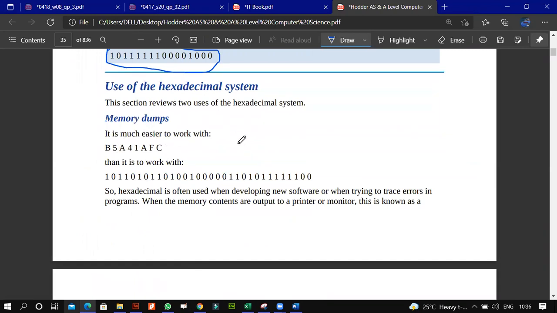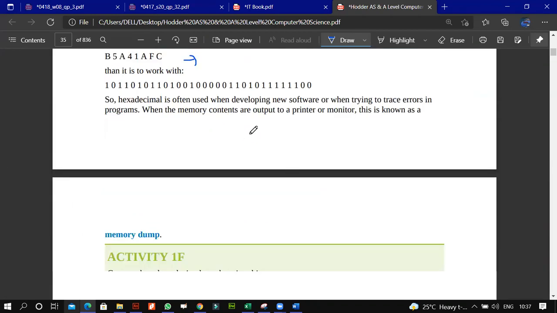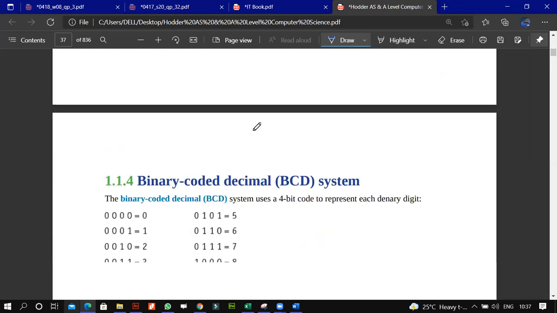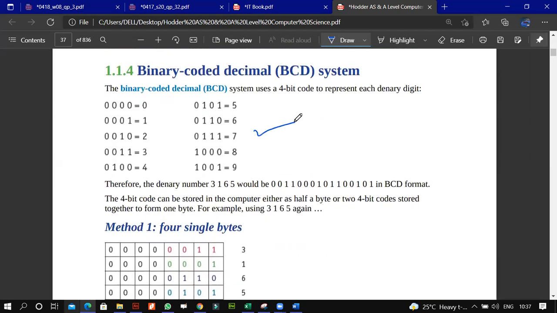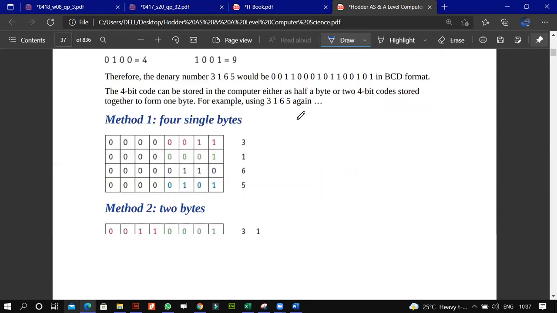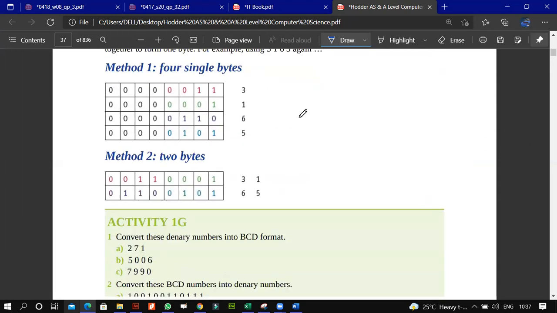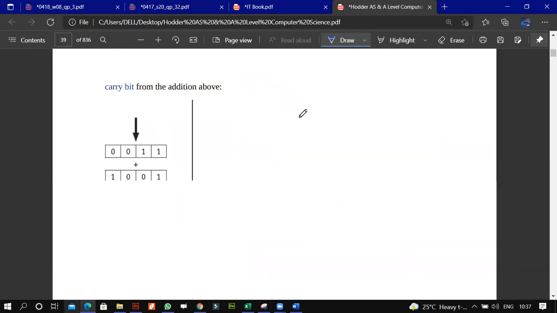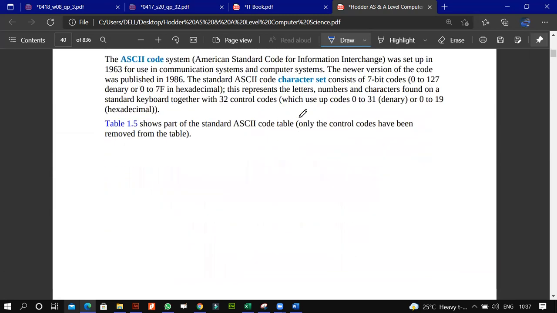So hexadecimal values are used in memory dumps as well. Why over there? Because memory dumps basically include a lot of information. We don't have to go into that. They're used in places where a lot of information needs to be stored. So there we use hexadecimal values. Binary coded decimal, we did discuss this. So we know it. If anyone wants, I can revise, but we had a discussion on this. There's no point wasting time.